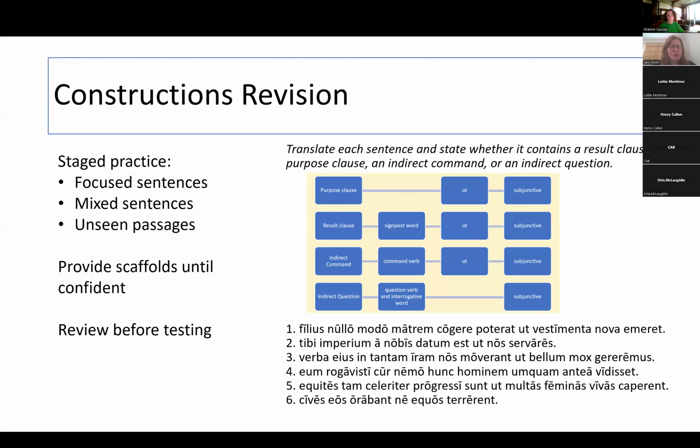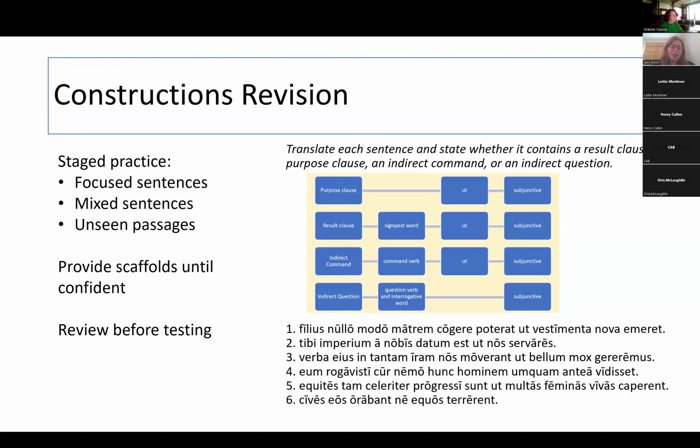Right, okay, so here was the constructions revision. So my year 11s particularly get confused about spotting different constructions, and they can kind of put sentences together and they can translate, but sometimes they'll see it and think it automatically has to be a purpose clause without really thinking about, okay, have you checked what else the other words are in the sentence?